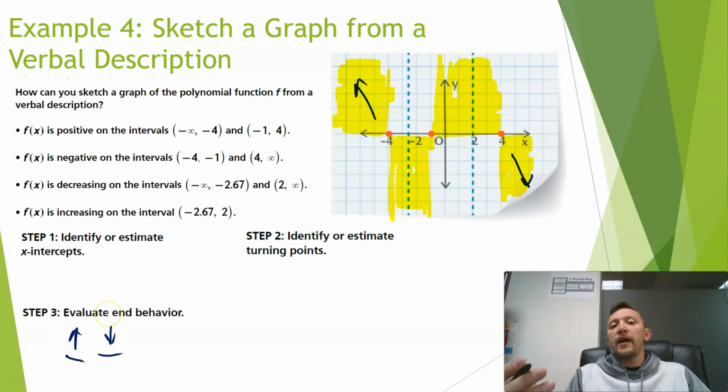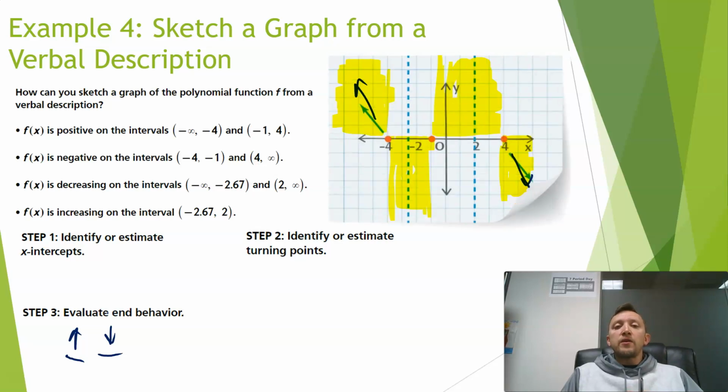Okay, so again, we don't know the actual equation, so we don't know what the leading term or the leading coefficient would be, or if it's an odd or even exponent. But based on this graph, since the ends are going in opposite directions, we know that this is an odd degree polynomial. And since the right side of the graph is going down, I know that the leading coefficient would be negative. All right, so we've identified that. So now we can sketch the graph.